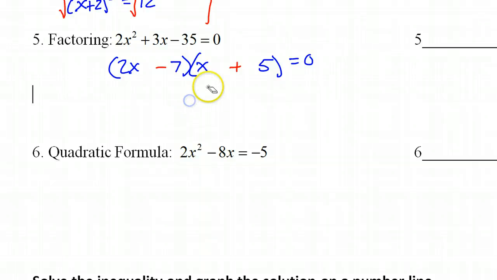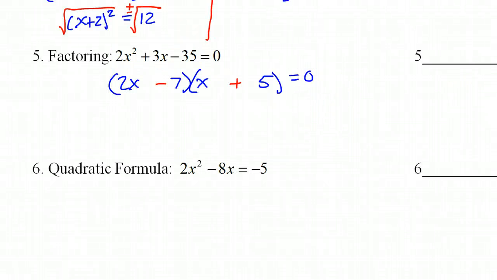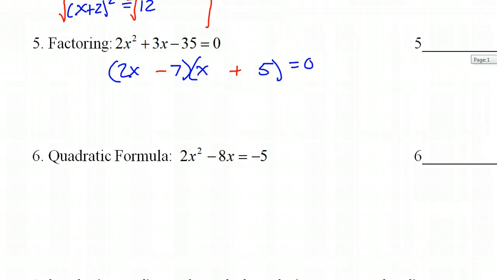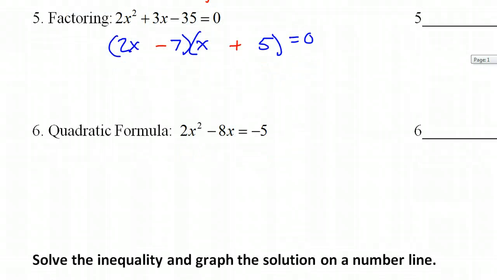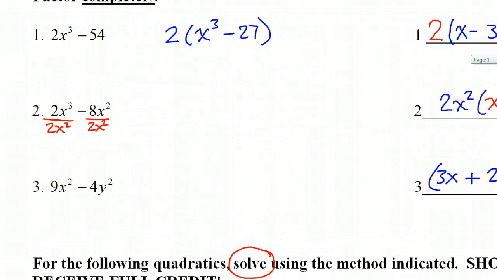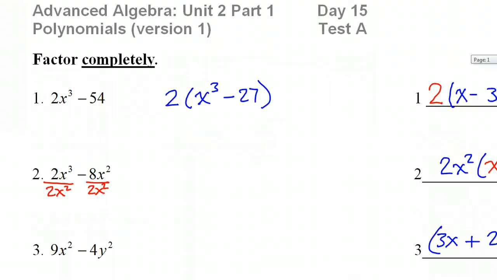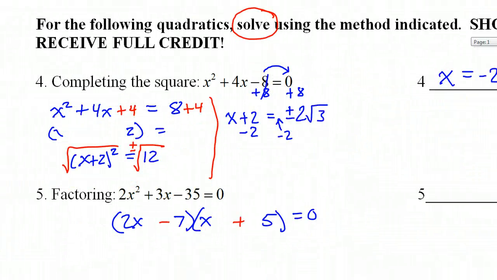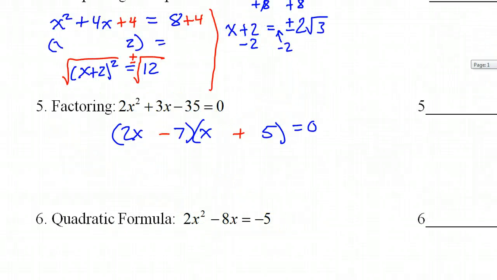Okay, once you have it factored, you don't stop because this is an equation and we are supposed to be solving, alright? The directions say solve. Solve means find what x is. If we were just supposed to factor and stop, the directions would just say factor completely. Notice up here we just factored and stopped. Factor completely. But down here we are solving. These are equations, so we keep going.